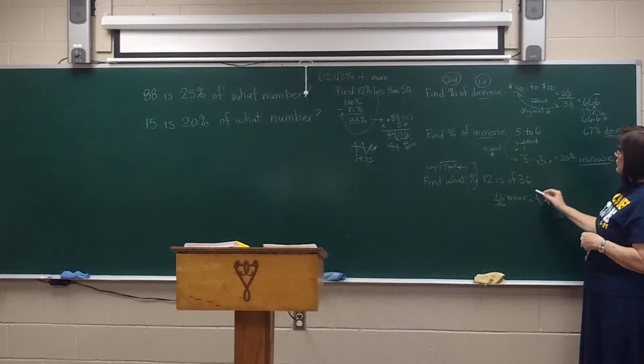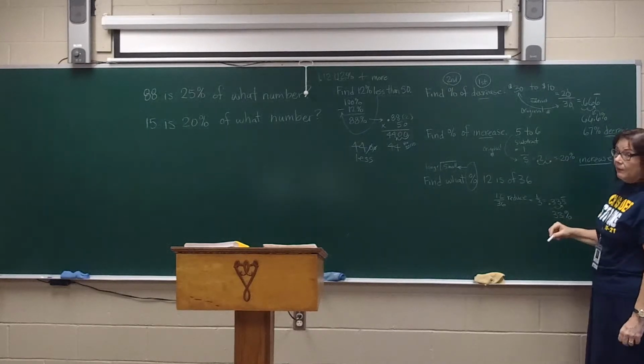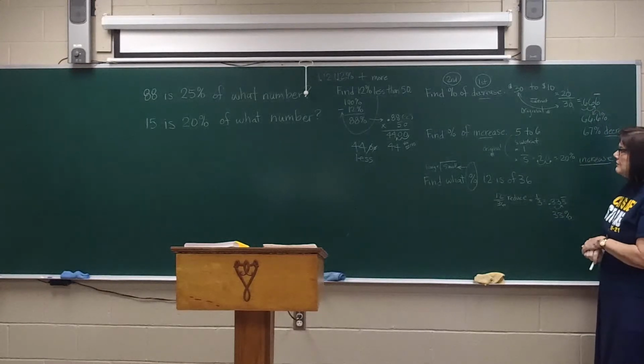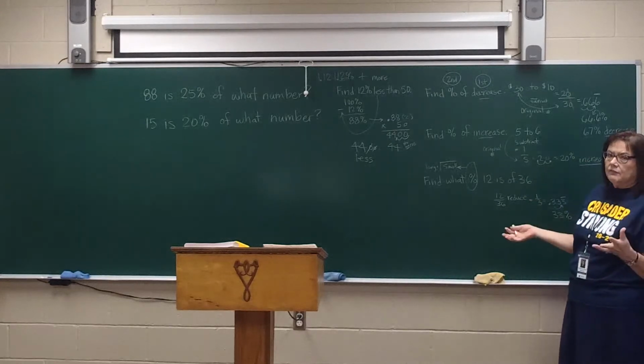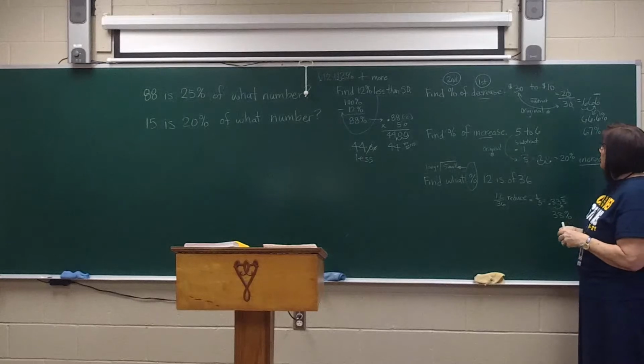1/5 is 0.2. Move your decimal places twice. So you're gonna have to annex a 0. Y'all know how to do that. So it's a 20% increase this time, okay? Increase and decrease, you just have to find the difference, okay? What's the difference between the two, okay?